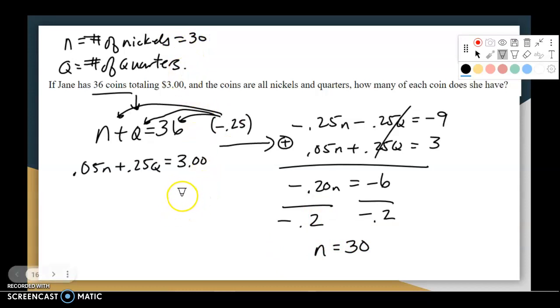Now, how many quarters are there going to be? Well, there's 36 coins total. 30 of them are nickels. So the number of quarters has to be 36 minus 30. So it's 6. So the number of quarters is 6. What does this mean? It means that if you had 6 quarters and 30 nickels, you would have a total of $3. Okay? And there is your third problem.